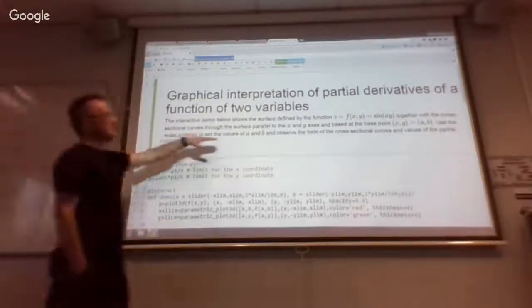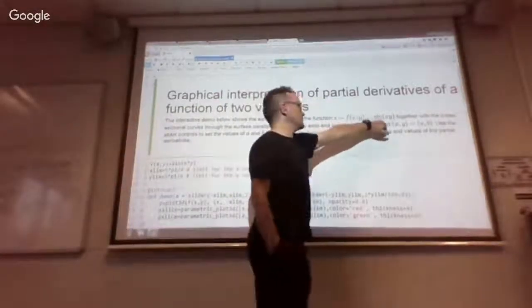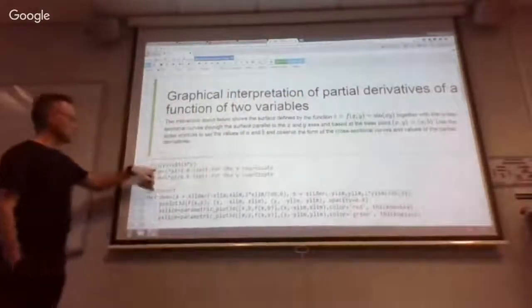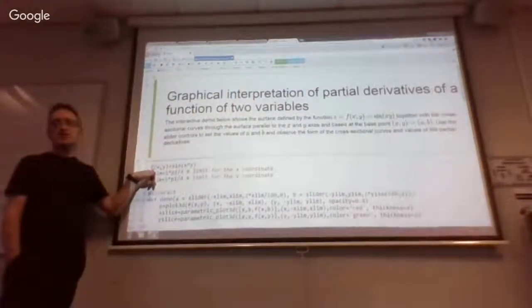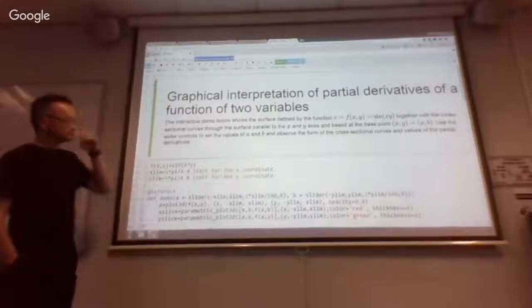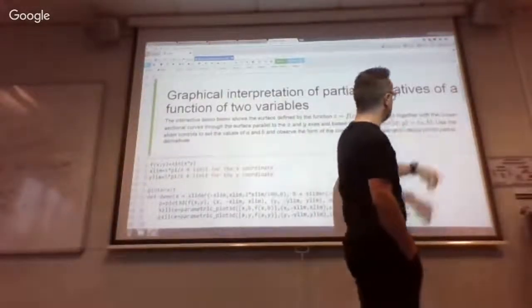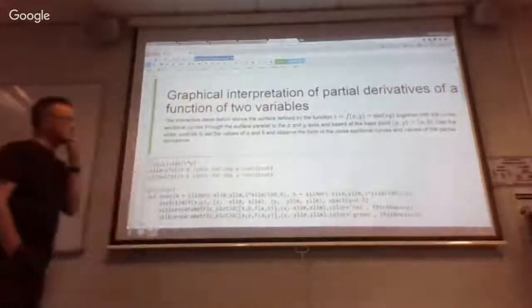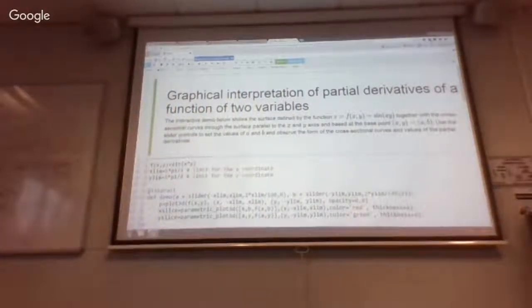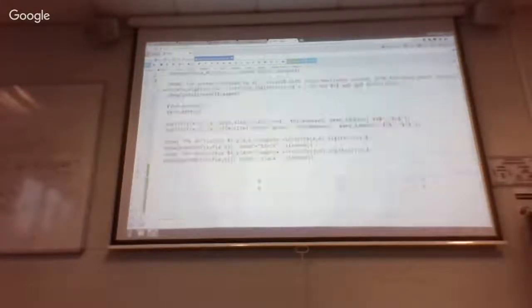So what we're going to see is a function of 2 variables programmed in here, which is sine of x times y. So the function f is defined as sine of x times y. And we're going to see the 2 partial derivatives of the function evaluated at a certain base point (a, b), and how they look and how they relate to the graph of the function.